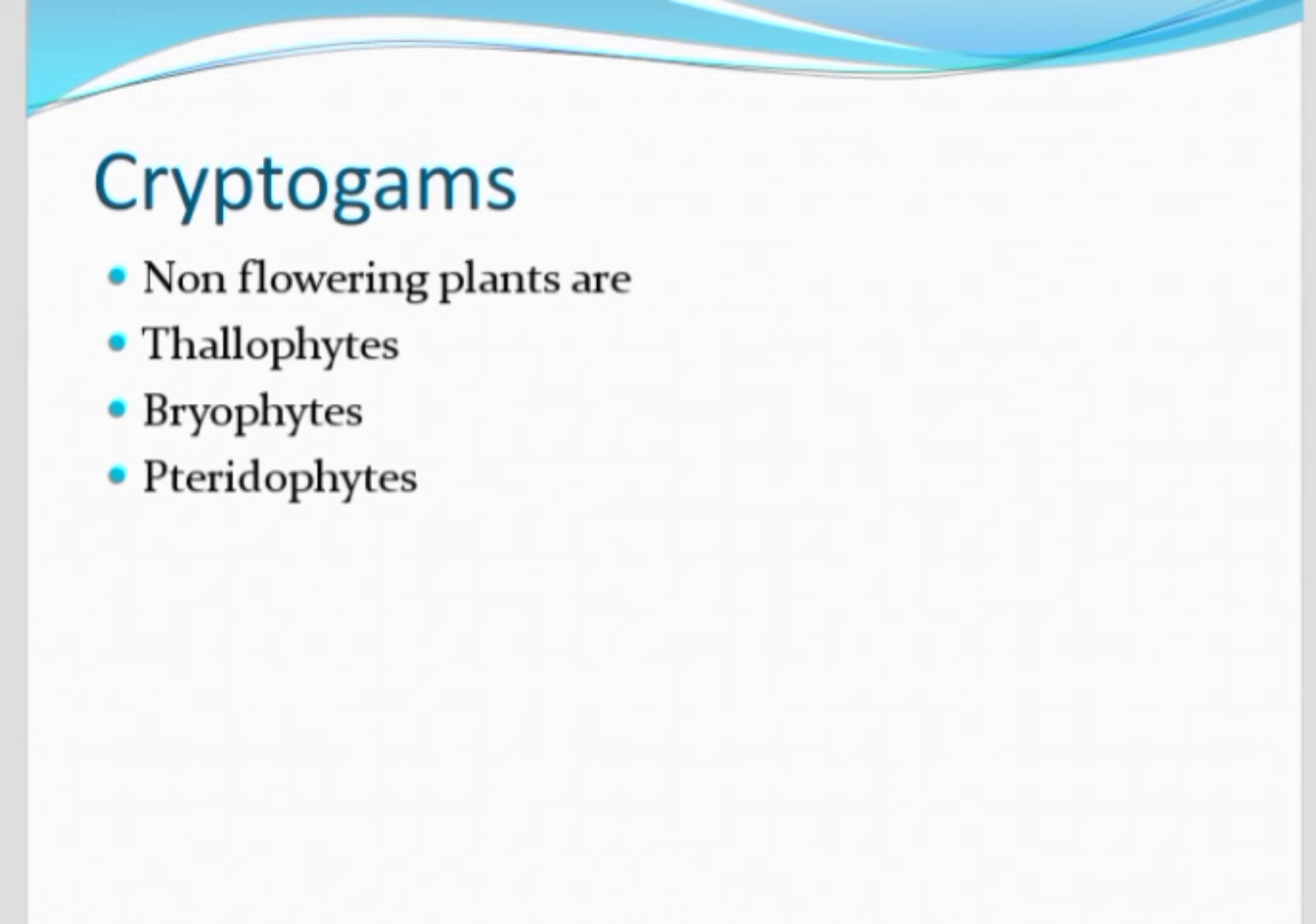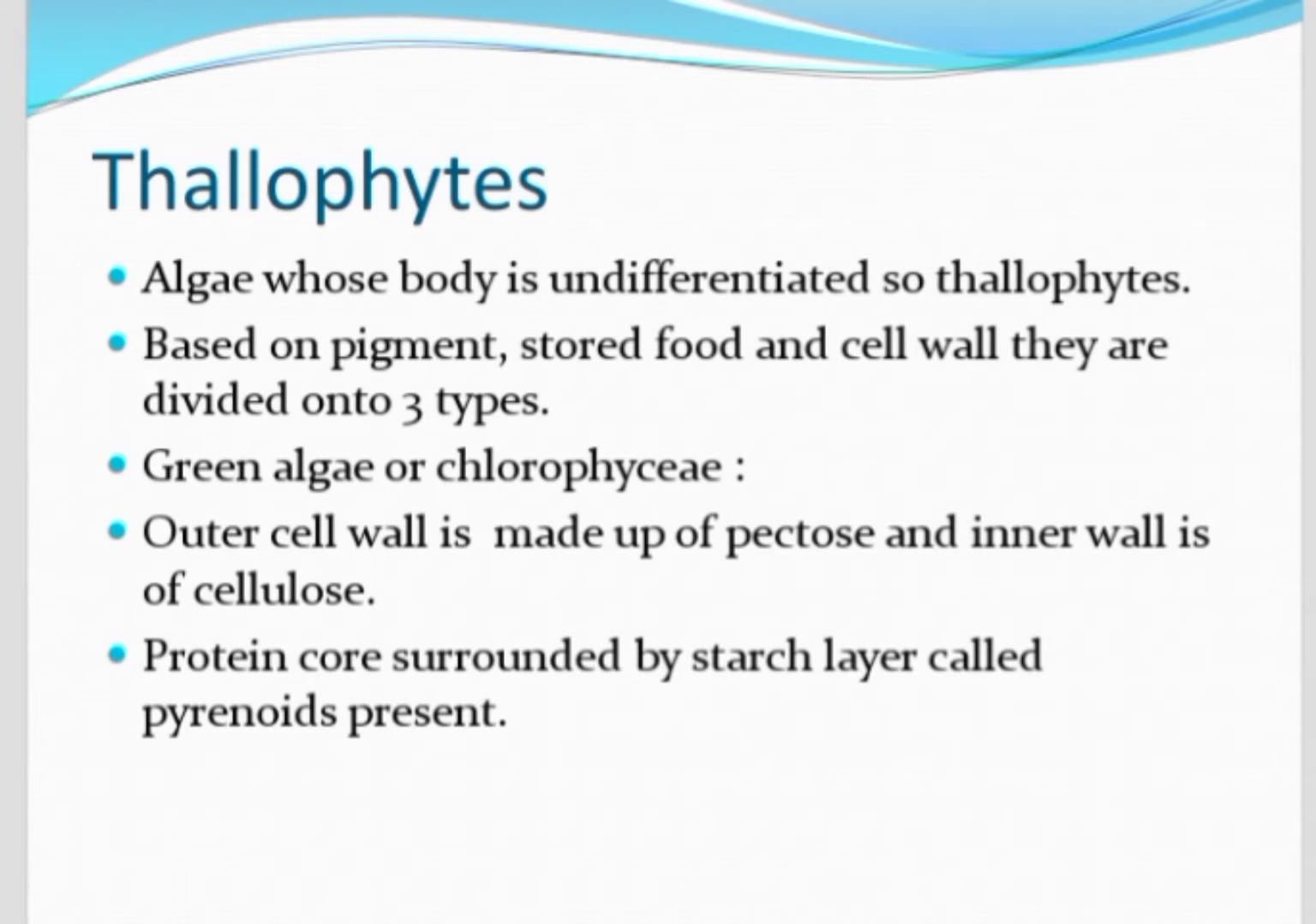These are divided into thallophytes, bryophytes and pteridophytes. So what are these plants? Let us see one by one. First, thallophyte. Thallophyte means the plant without a differentiated body. That is algae, whose body is undifferentiated. That means stem, root, leaf, all these are not present. So these have a thallophytic body.